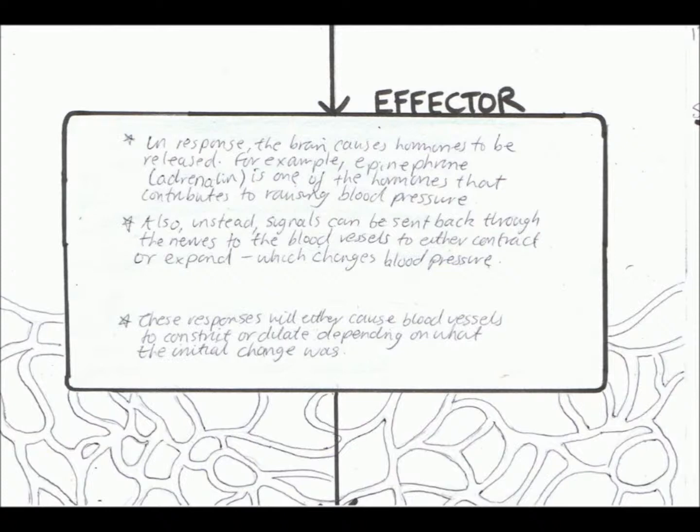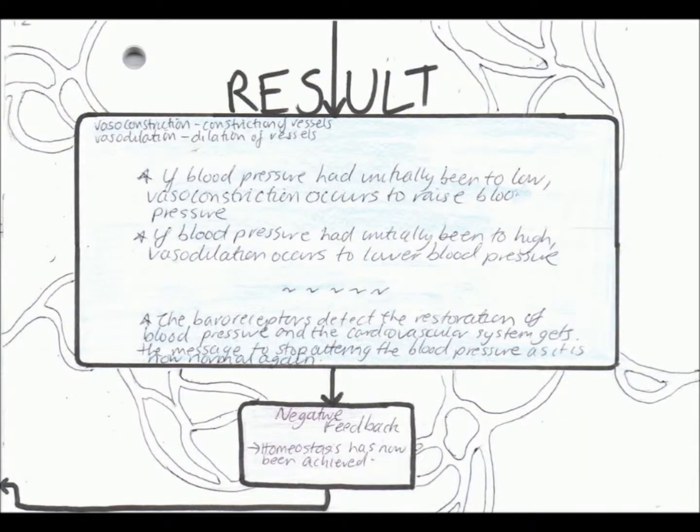Also, instead, signals can be sent back through the nerves to the blood vessels to contract or expand, which changes blood pressure. These responses will either cause blood vessels to constrict or dilate depending on what the initial change was. If blood pressure had been initially too low, vasoconstriction occurs, which raises the blood pressure. If blood pressure had been initially too high, vasodilation occurs, which lowers the blood pressure. The baroreceptors detect the restoration of blood pressure, and the cardiovascular system gets a message to stop causing the rise or lowering of the blood pressure, as it is now normal again. Homeostasis has now been achieved.